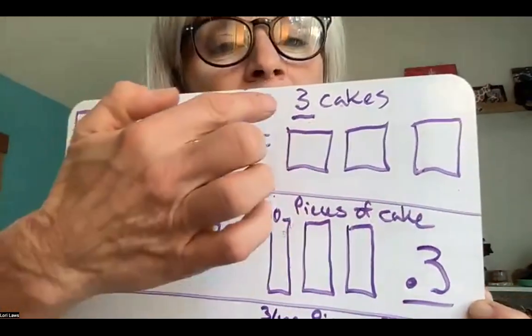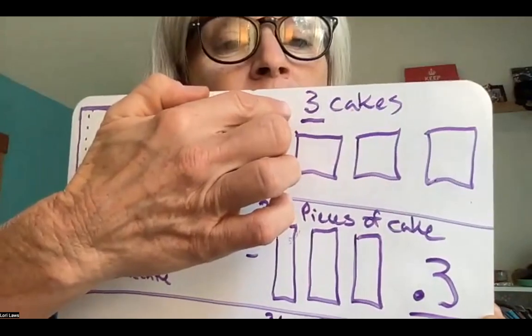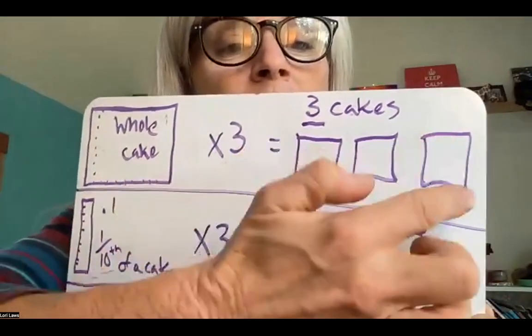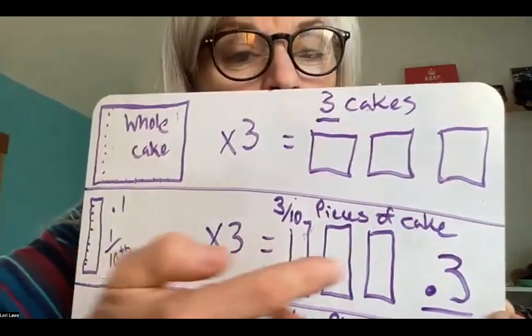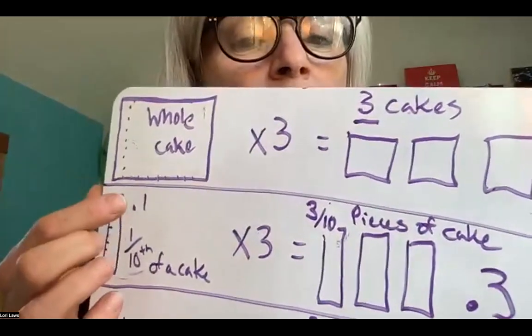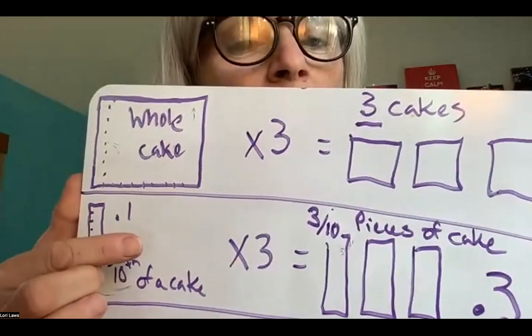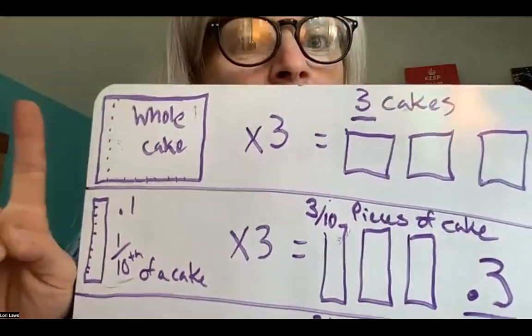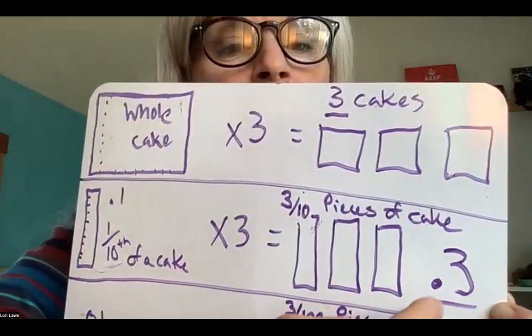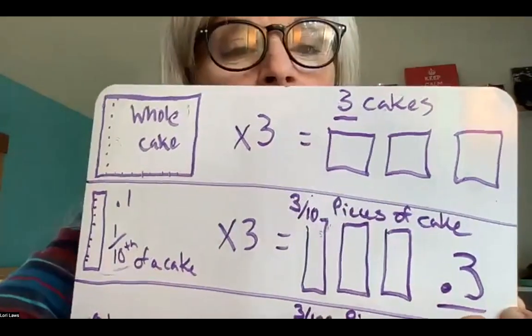It's really just exactly like the answer 3. The only difference is instead of them being 3 whole cakes, they're 3/10 of a piece of cake. If you look at what you times, 0.1 times 3, how many digits are behind the decimal? 1. So in your answer, you're going to have a decimal with 1 digit behind it.